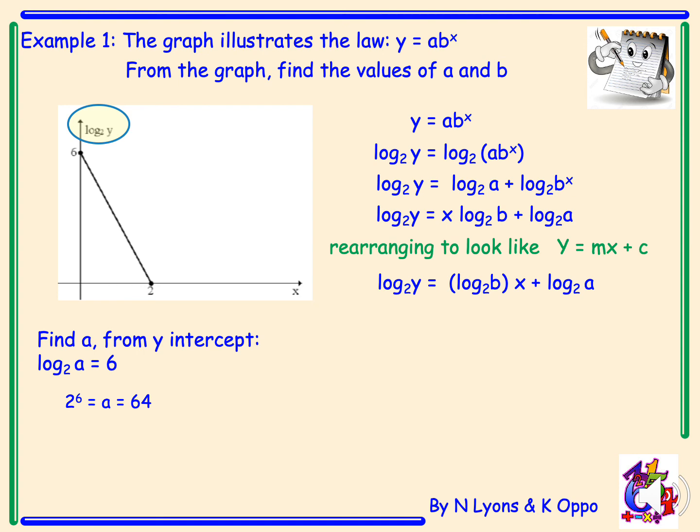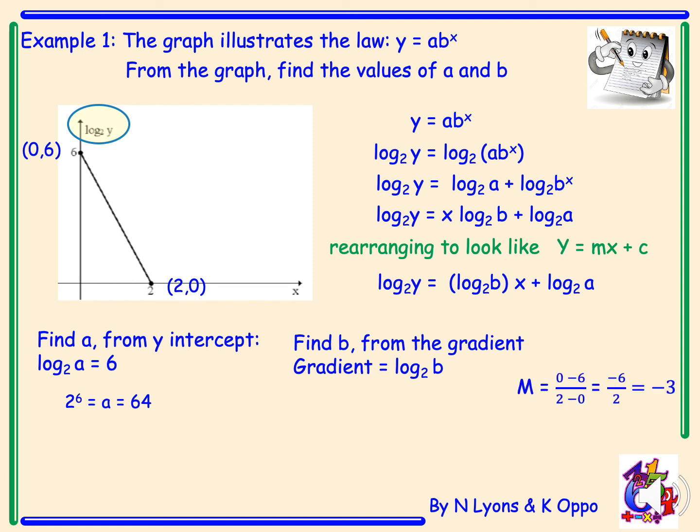And then to find b, we need to look at the gradient, because our gradient is equal to log b to the base 2. So the 2 points on our graph are 0, 6 and 2, 0. And calculating our gradient would be 0 minus 6 over 2 minus 0, negative 6 over 2, which is negative 3. So if our gradient is negative 3, that means that log b to the base 2 is equal to negative 3. Therefore, 2 to the power of minus 3 is b. So b is 1 over 2 cubed, or 1 over 8.